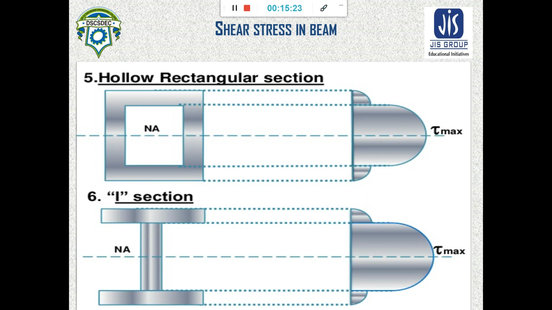Now for hollow rectangular section, the shear stress diagram looks like this, and for I section the shear stress diagram looks like this. This shear stress diagram should be remembered because these diagrams come into your exam directly, as an MCQ, as a short question also, and you have to draw this diagram. And another thing, there are no numericals in this topic in your syllabus, and the derivations are also not there.